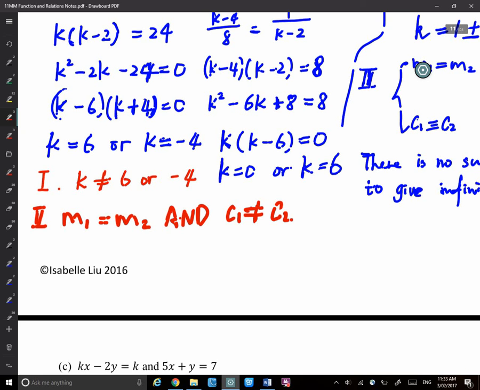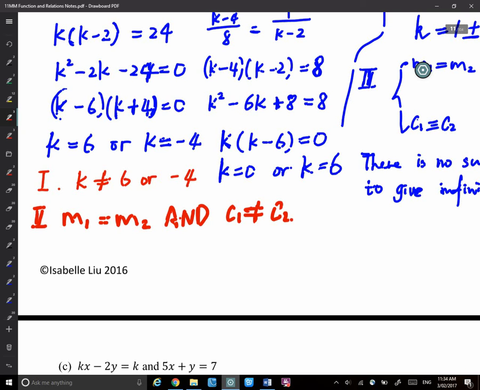Can you see that? If k equals 6, the gradient is equal, but at the same time the intercepts will also be equal, so the condition is not satisfied. So k equals 6 is not the answer. And k equals -4 can make the gradients equal and can also make the intercepts not equal. So k equals -4 will be correct. Can you see that?